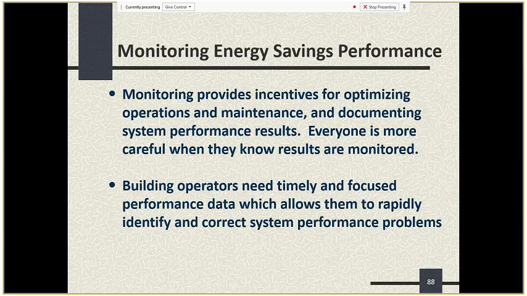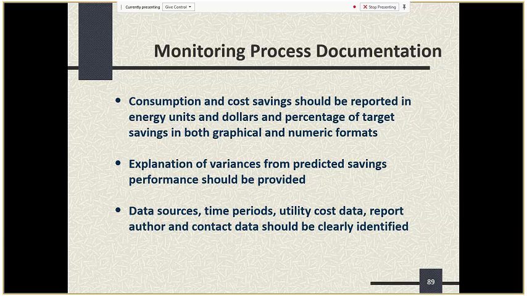So let's go to slide 89. When you're documenting what you've monitored, you want to report back the data in units and in dollars or percentages of target savings in a way that makes sense. Some of this would occur in a formal written M&V report, but it may also be generated as part of the electronic data from the energy management system. One of the key things to focus on is variances from predicted savings performance. When you are varying, you want to understand why and what steps can be taken to bring yourself back on target. Go to slide 90.